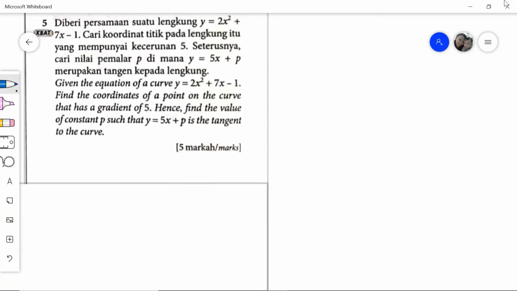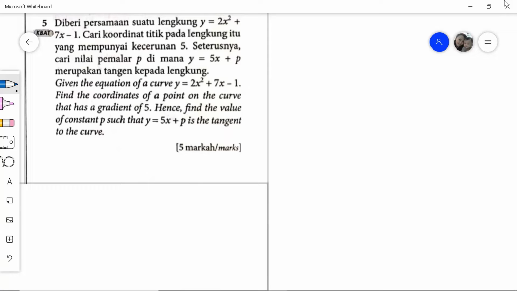Hi everyone, this is Praktis Sumatif of Chapter 2 and Paper 1, question number 5. Given the equation of a curve y equals to 2x squared plus 7x minus 1, we have to find the coordinates of a point on the curve that has a gradient of 5.